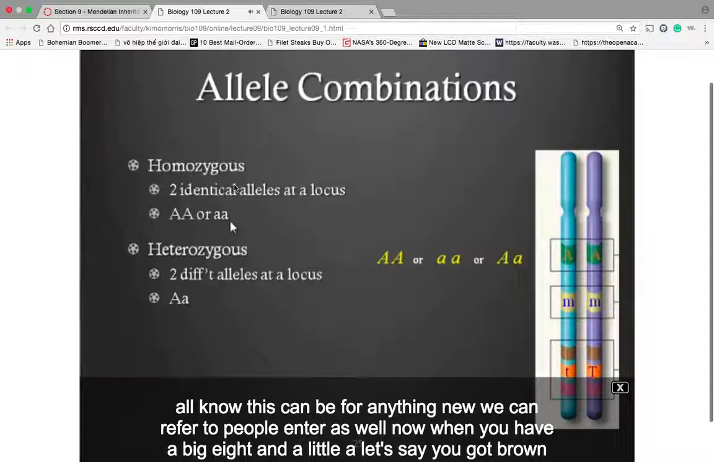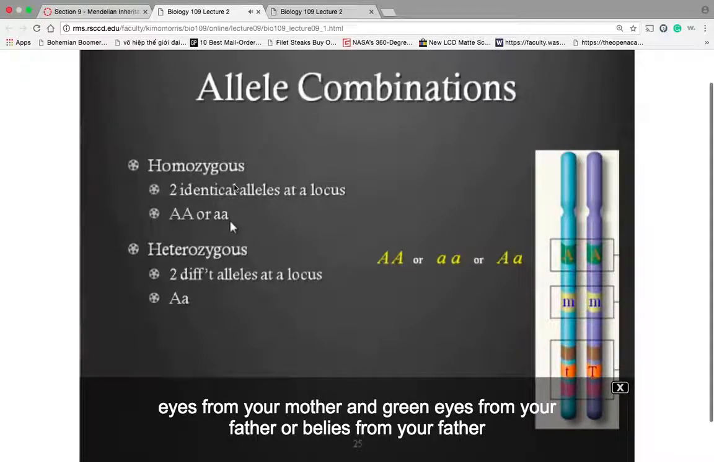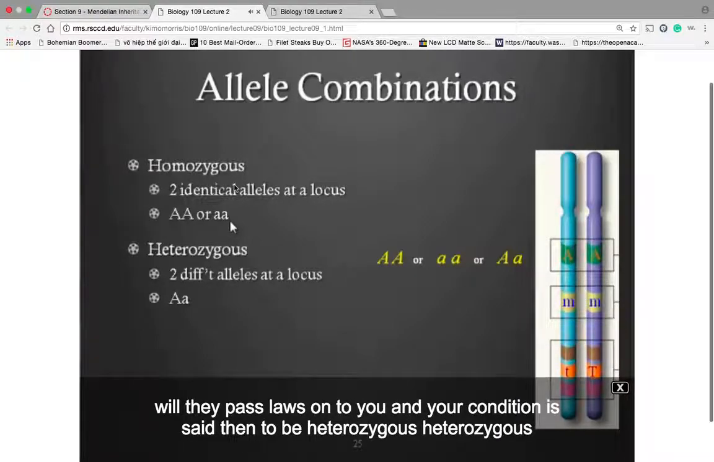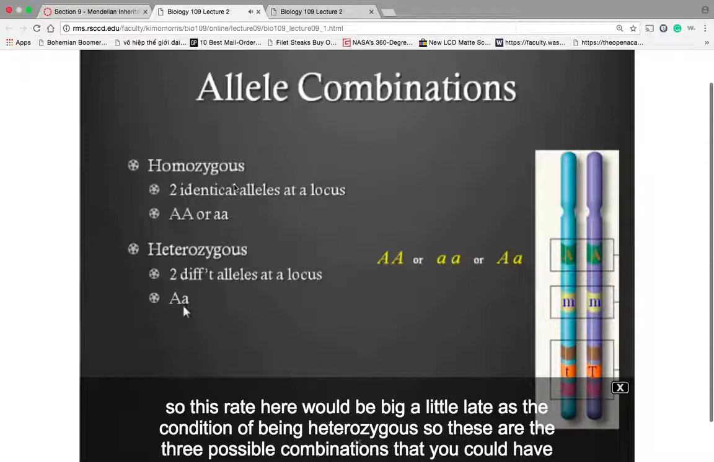Now, when you have a big A and a little a, let's say you got brown eyes from your mother and green eyes from your father, or blue eyes from your father, well, they pass those on to you, and your condition is said then to be heterozygous. So this right here would be big A, little a. That's the condition of being heterozygous.